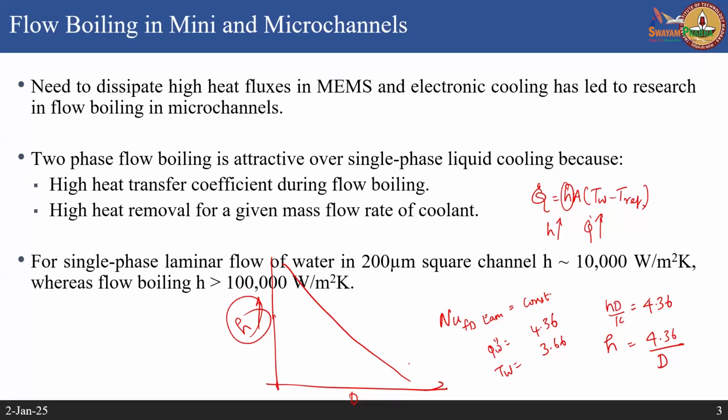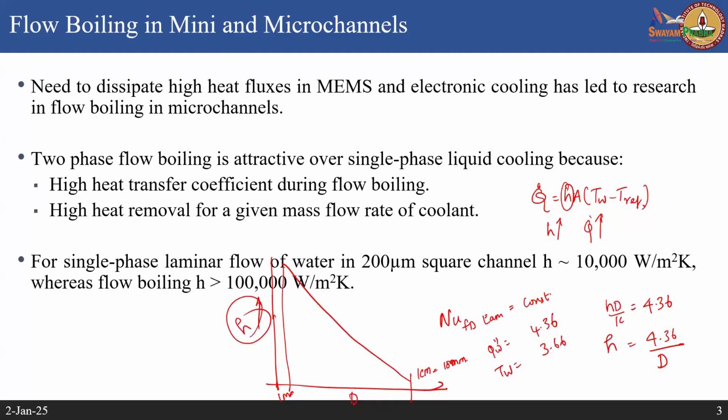Even in single phase, if I change my diameter from 1 centimeter, which is basically 10 millimeters, to let us say 1 millimeter, I have a 10 times increase proportionally in the heat transfer coefficient. And even if I go to micro channels, say 100 microns, so even reducing it from 1 millimeter to 100 microns, I can therefore go to very large values of heat transfer coefficient without doing anything, right.